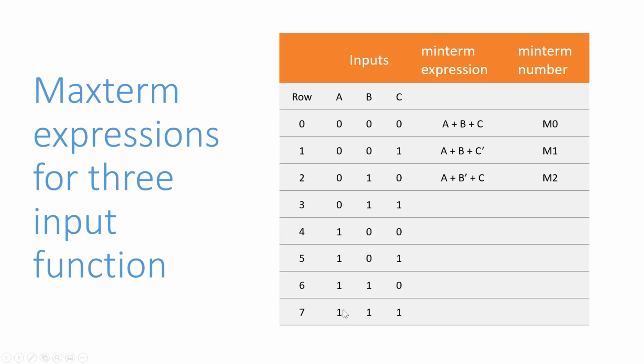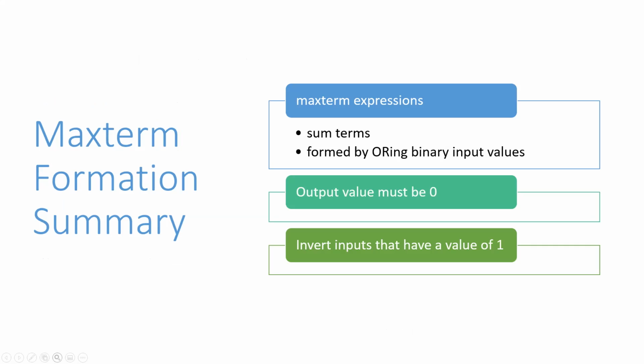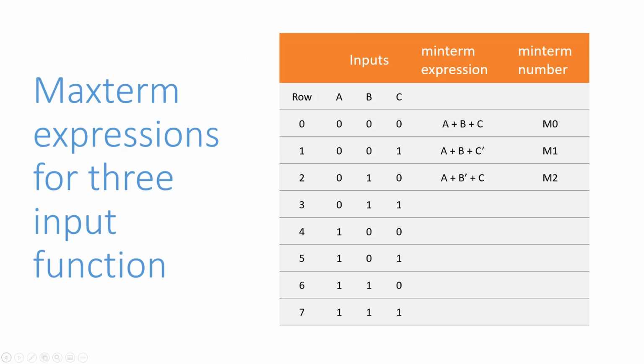Let's take a look at what happens when we have a table of 3. So when all 3 inputs are zeros, well, 0 ORed with 0 ORed with 0 produces a 0, so our max term expression is A ORed with B ORed with C. When A is 0, B is 0, and C is 1, we have to invert C. Our max term is A ORed with B ORed with C naught.